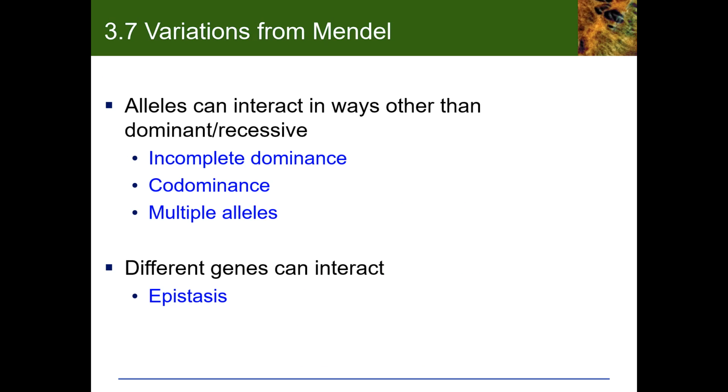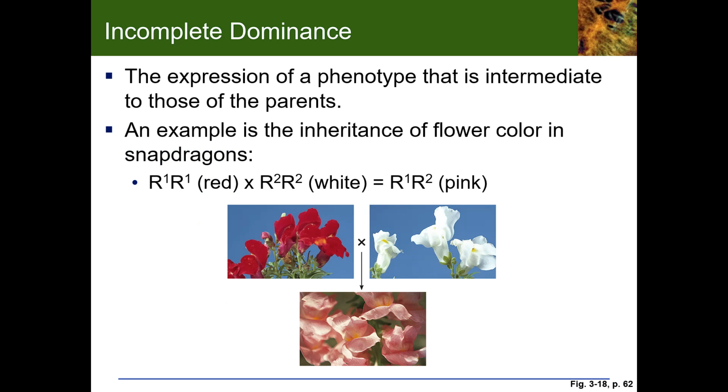Okay, let's take a look at what we're talking about up here in the first bullet: alleles interacting in ways apart from dominant recessive. Let's look at incomplete dominance first. With incomplete dominance, you have the expression of a phenotype that is intermediate to those of both parents. An example is the inheritance of flower color in snapdragons.